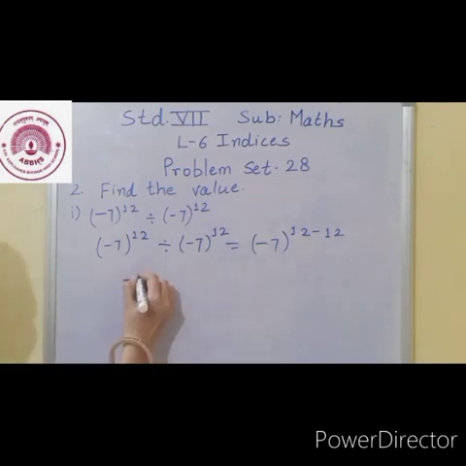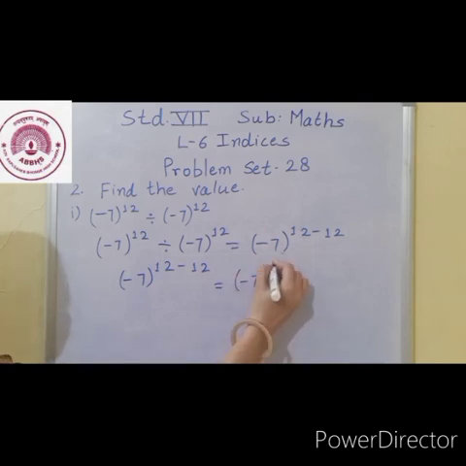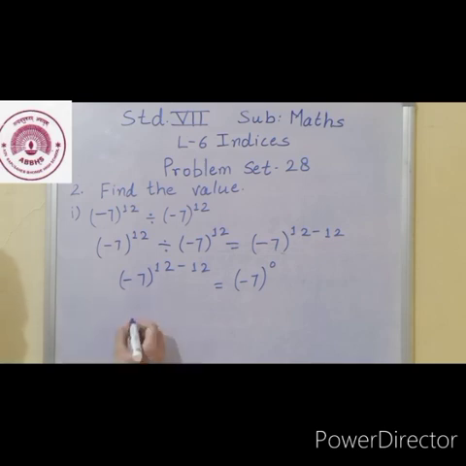Now, minus 7 raised to the power 12 minus 12 becomes minus 7 raised to the power 0, or minus 7 naught. As we know, if a is a rational number, then a naught is 1. So minus 7 naught is 1, and this is our answer.